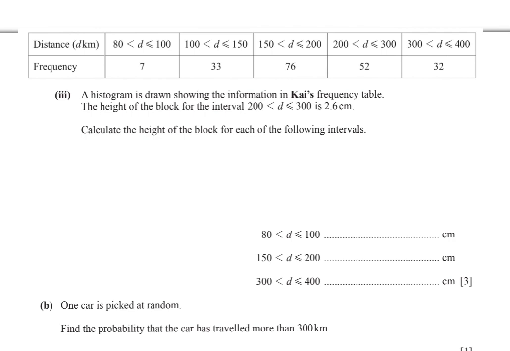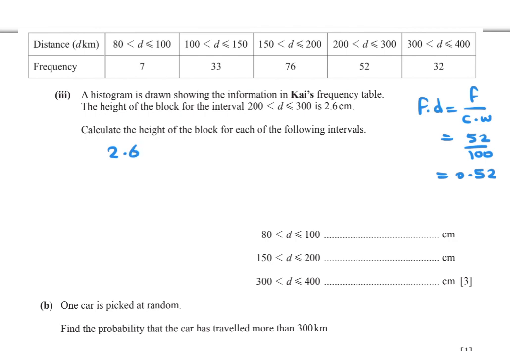To find the frequency density, it equals frequency divided by class width. If we apply that for this interval, the class width is 300 minus 200, which is 100, and the frequency is 52, so 52 over 100 is 0.52. But the height for this interval is 2.6, so 0.52 multiplied by what to get 2.6? Now divide 2.6 by 0.52.